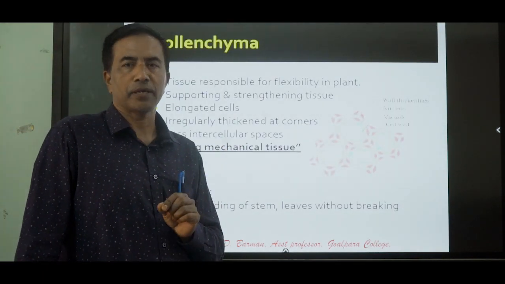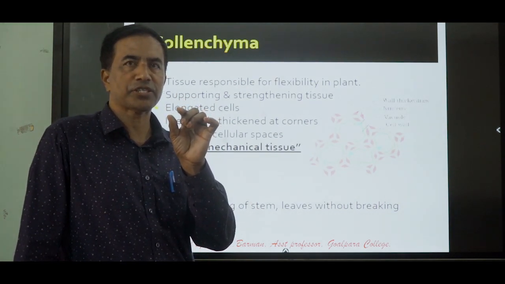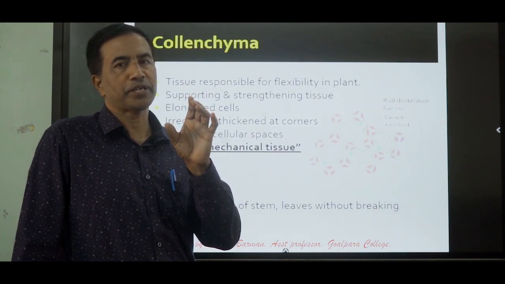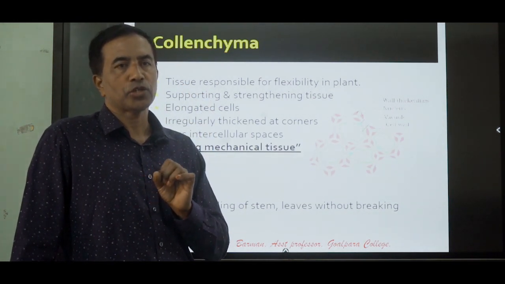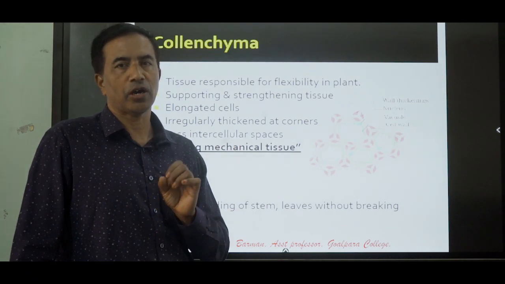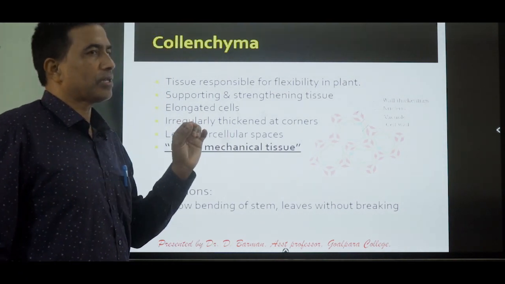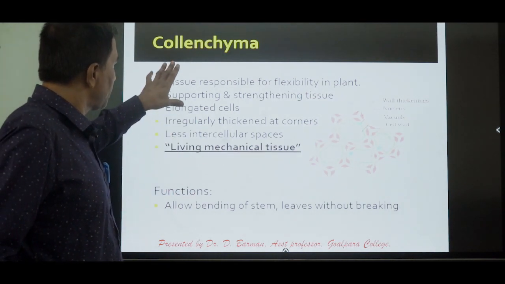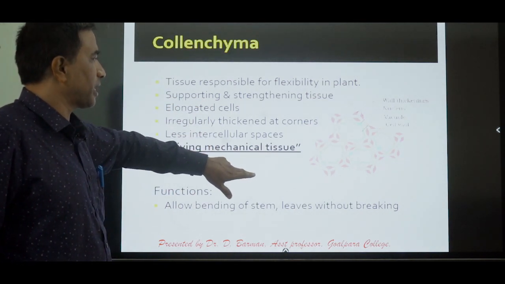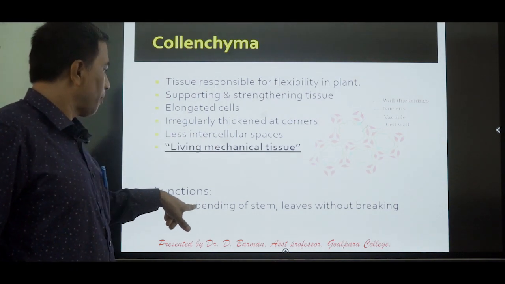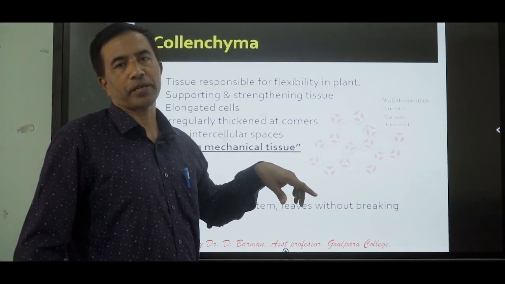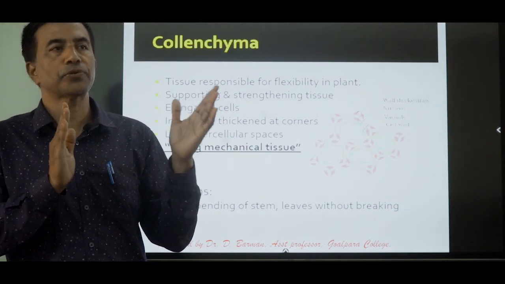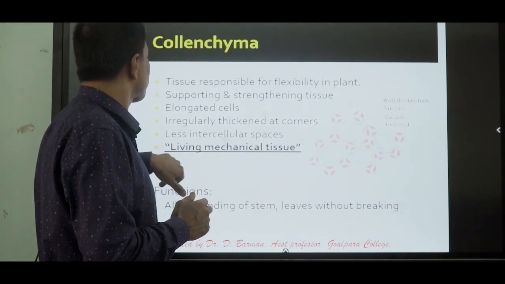Collenchyma is also living, but here the cell wall is slightly thicker than in parenchyma. The main components are cellulose and pectin. So it provides tensile strength or mechanical strength. Intercellular space is present, but in a very small amount. This tensile strength allows bending of stems and leaves without breaking. These stems may bend but do not break because of the presence of collenchyma.